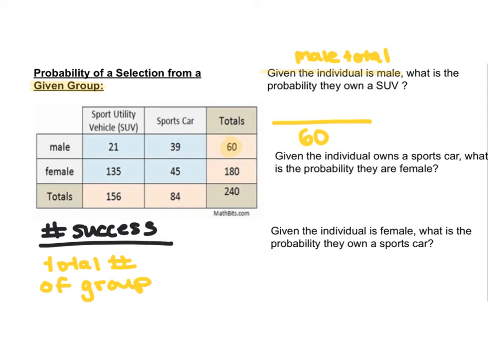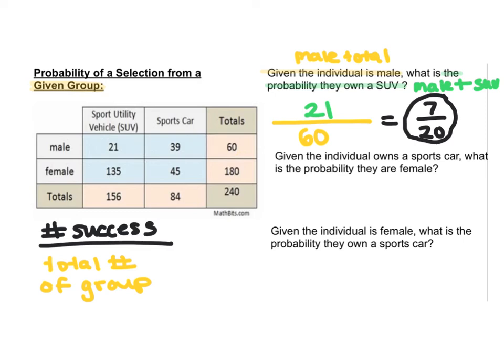It says, given that they're male, what is the probability they own an SUV? So now, since we're already given that they're male, this means we want someone that's male and has an SUV. So if I'm looking at male and SUV, that gives me the number 21. So I can put this as 21 over 60. Now, if I simplify the 21 over 60, it gives you a value of 7 over 20, which is your final answer.